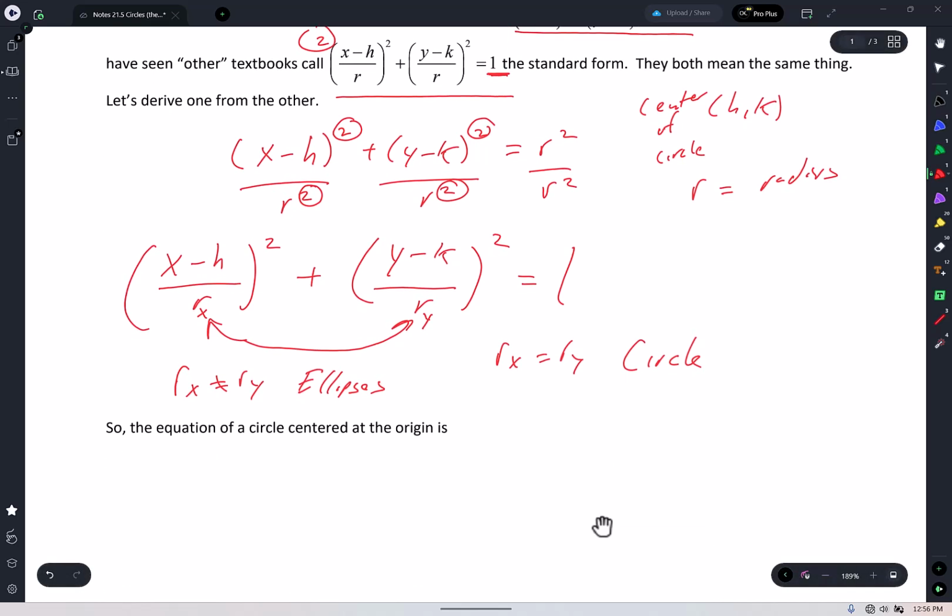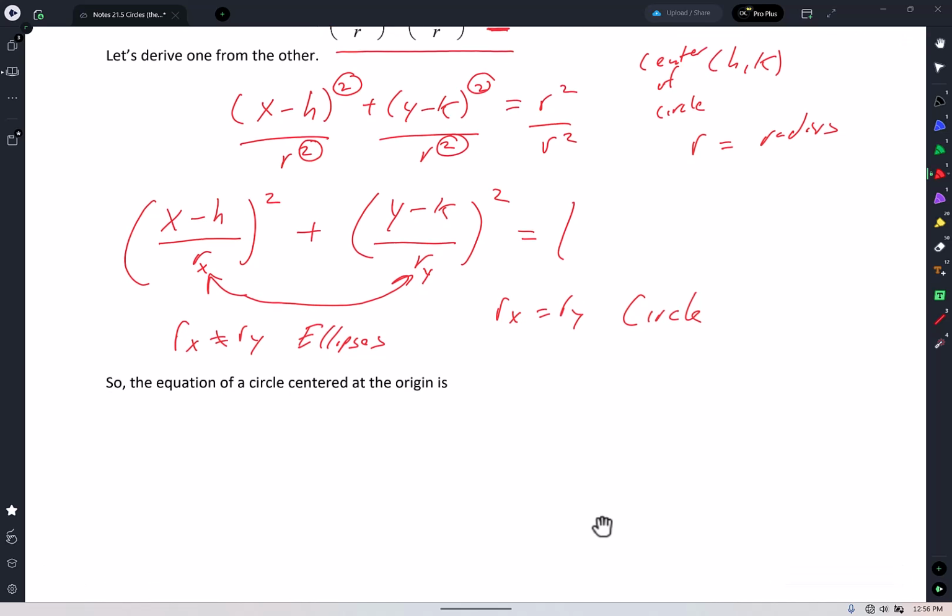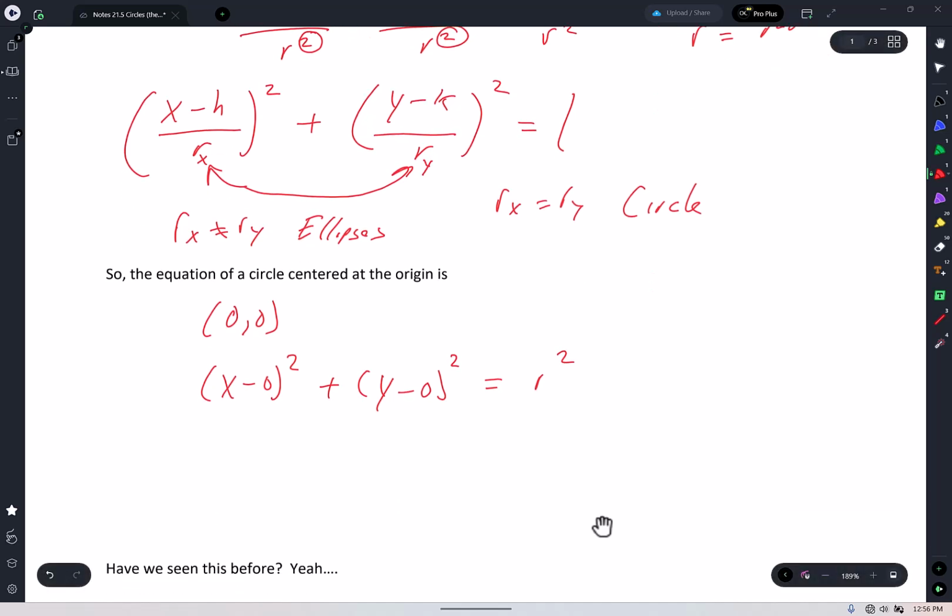Okay. So the equation of a circle centered at the origin. Well, the origin is 0, 0. It doesn't matter what radius you want to use. You can go (x - 0)^2 + (y - 0)^2 = some radius value squared. And since you have minus 0, you can just say x squared, see? Here's that equation, that famous one.